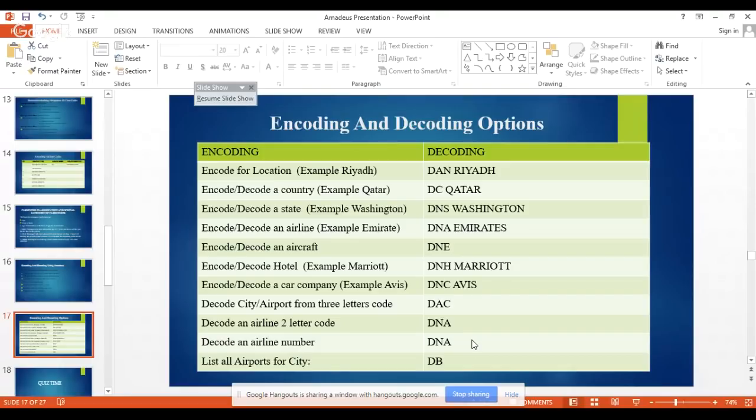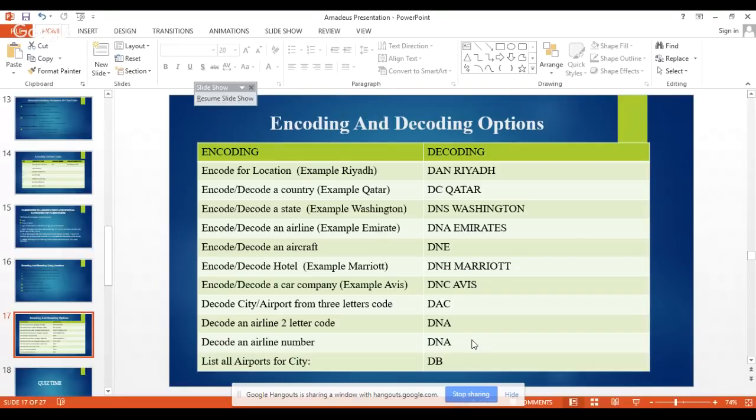For example, we said we want to decode Riyadh. So the Amadeus code you use for decoding is DAN, Delta, Alpha, November. Just type in DAN on your Amadeus, then Riyadh. In some cases you can decide to leave a space after your DAN, then type in Riyadh. It will give you what you want.